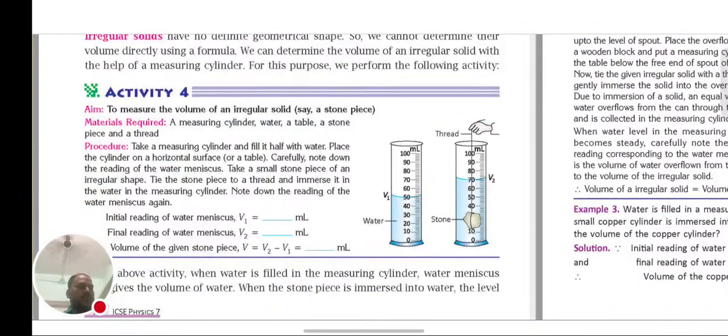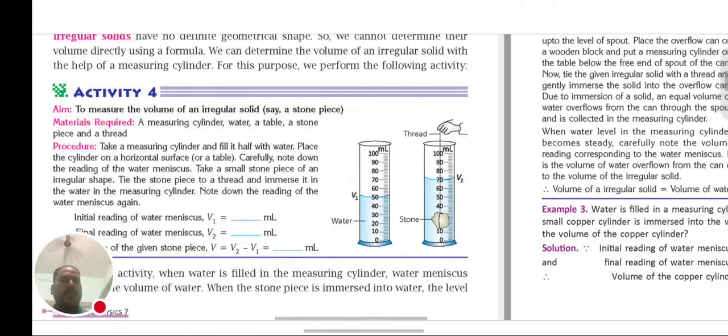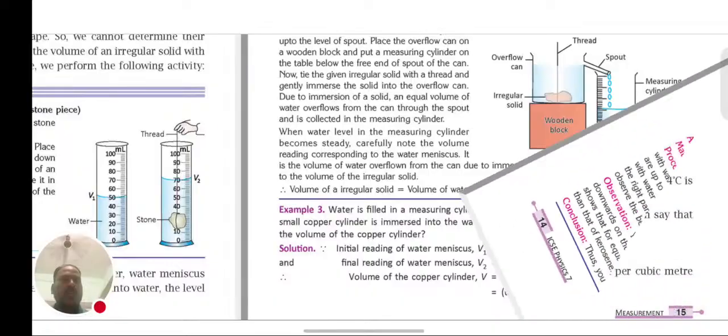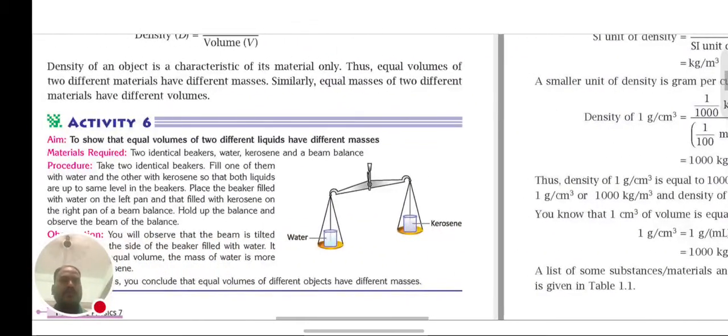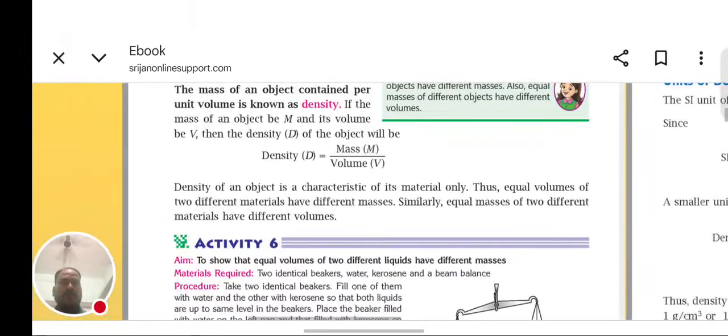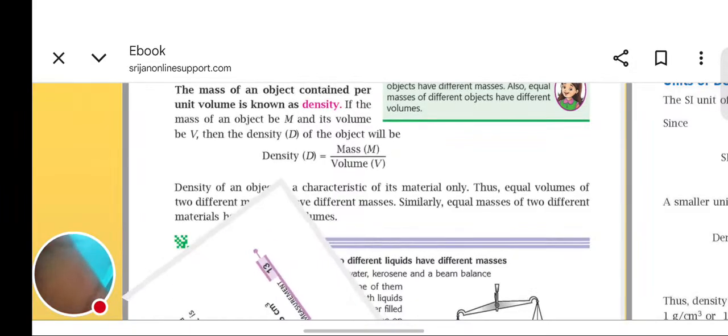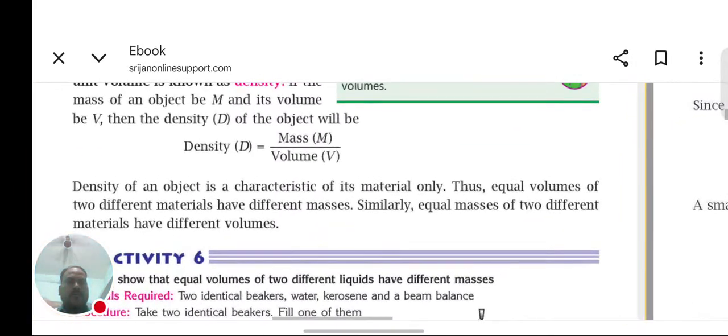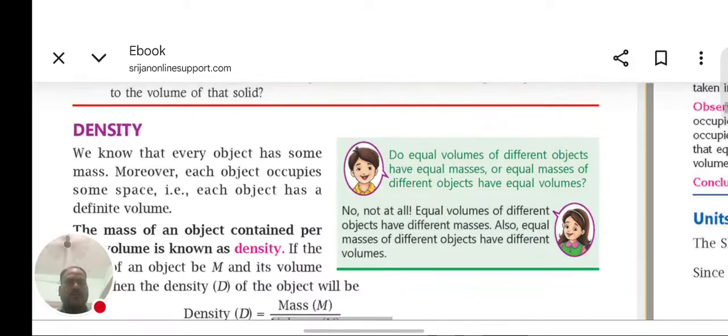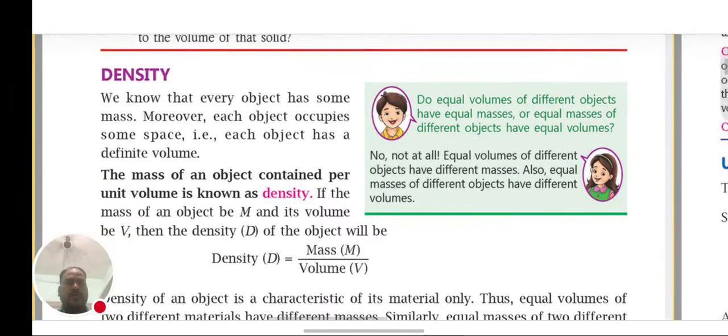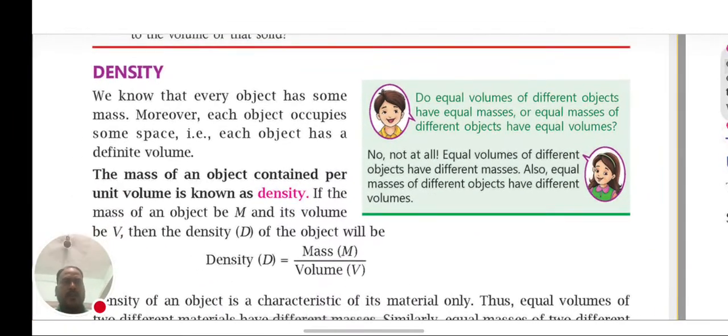So these all are the activities. Now the next topic which we are going to discuss is density.